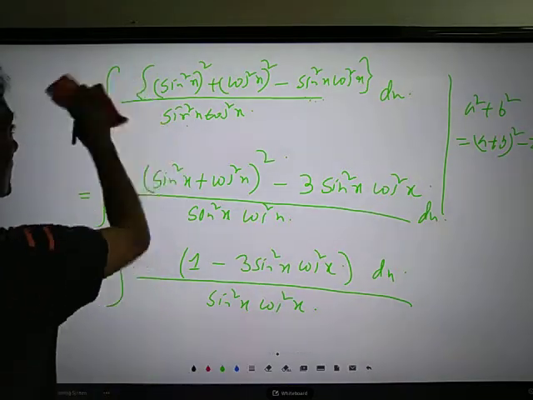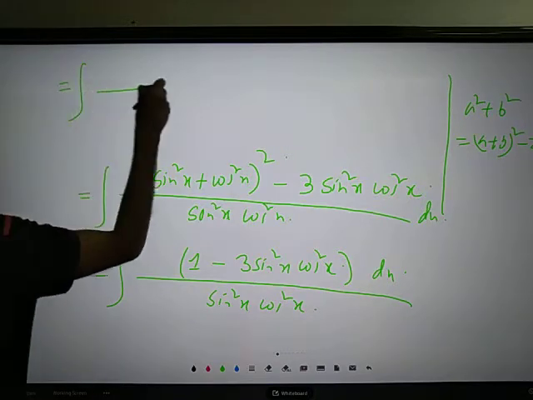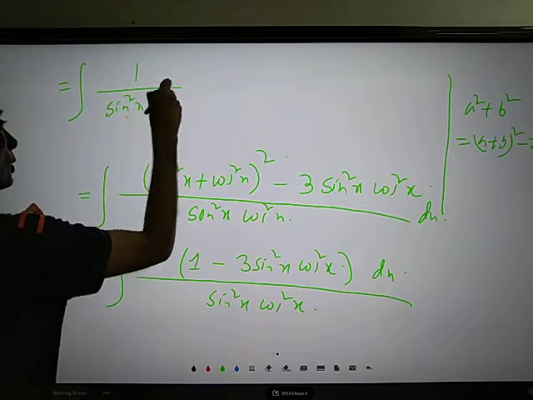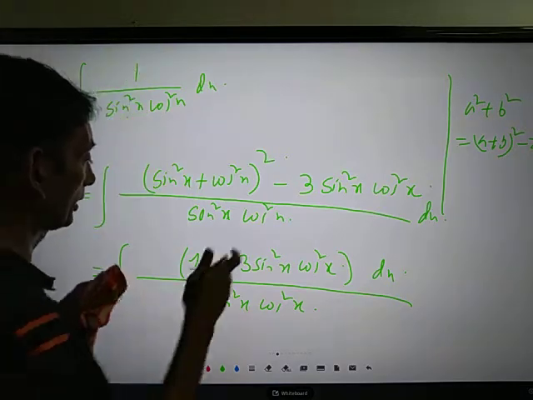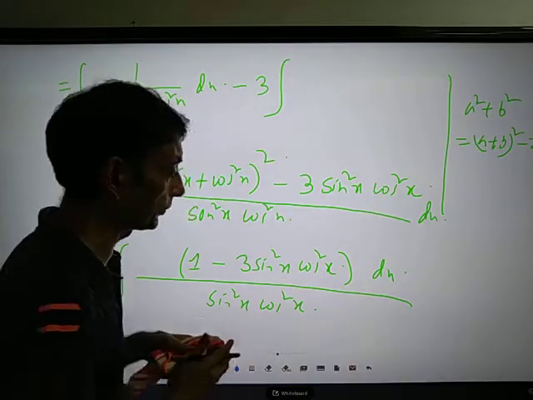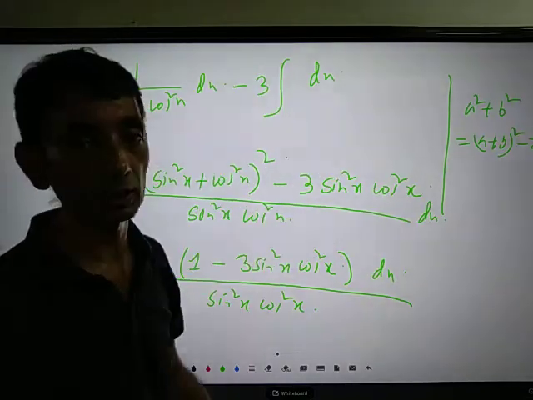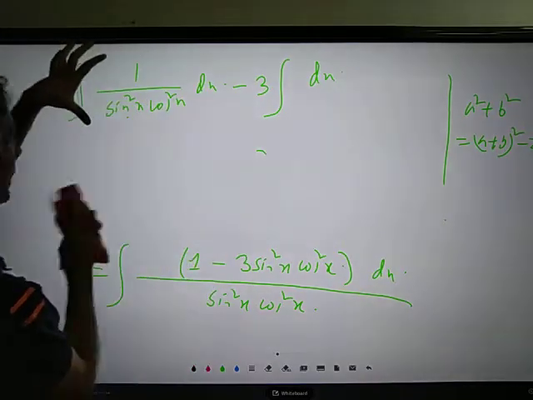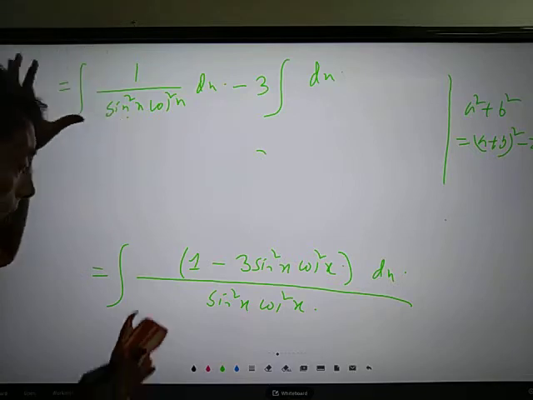What is the next step? We can write it like that: 1 by sin square x cos square x dx. It's like question 1. Minus 3 you can take out. So sin square x by cos square x, if you divide, you just get 1 dx. 3 into integration of dx, because it will get cancelled out. You will understand this can be done exactly like question 1.